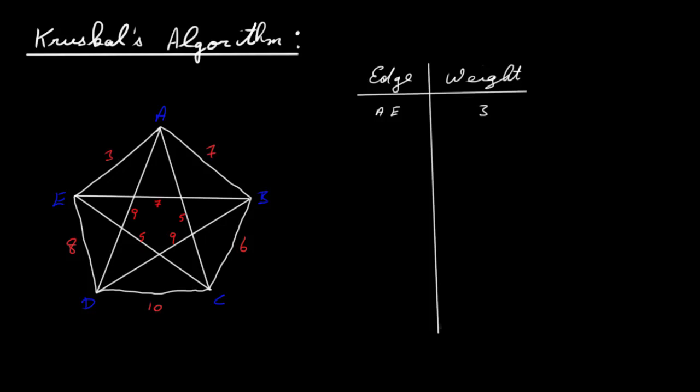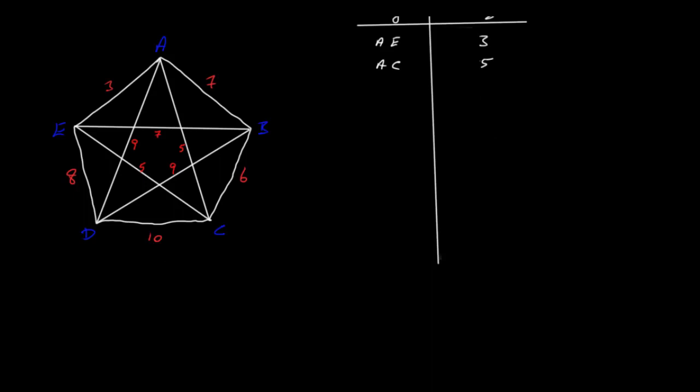The next one is AC. That has weight 5. Now I could also go with EC, so you can go with either one. So I'm going to go with AC, and that has weight of 5. So I have two edges now. So what I might do is just draw the minimum spanning tree, or at least start drawing the minimum spanning tree. We have AE and AC.